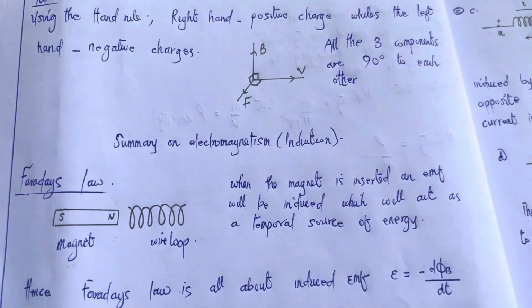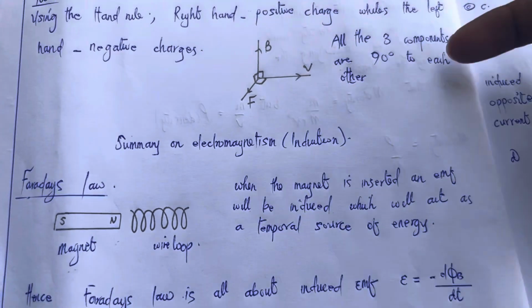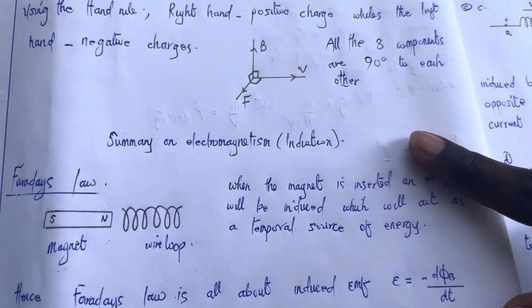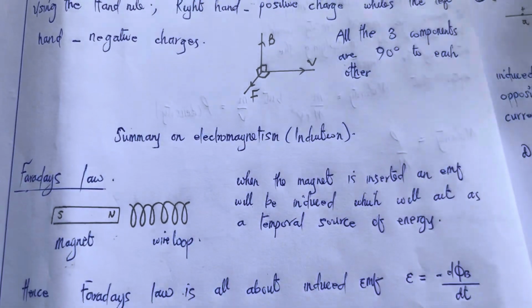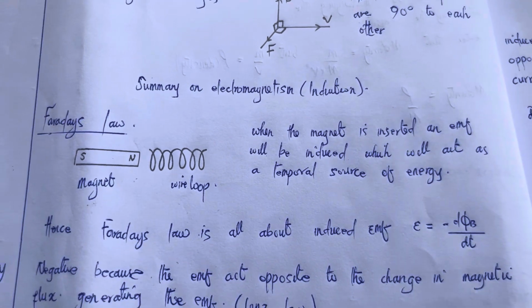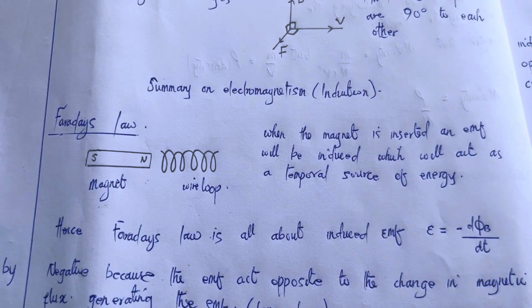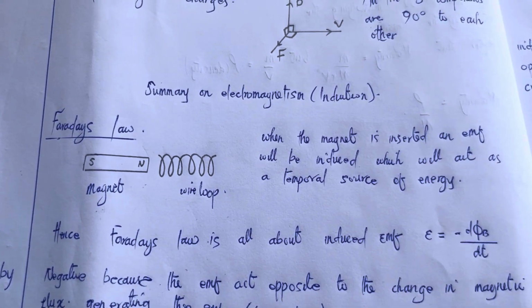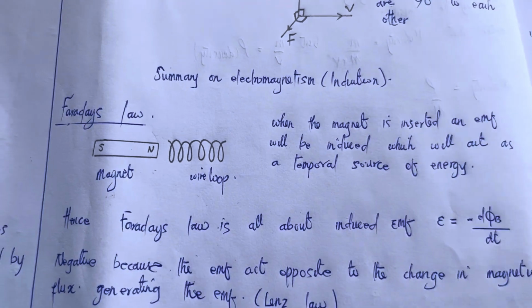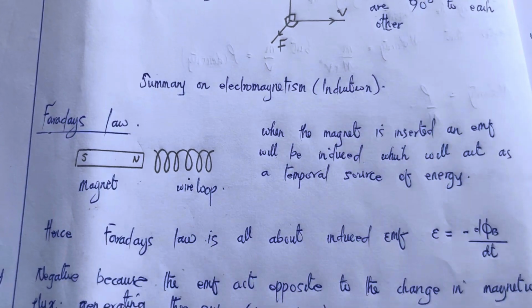So now, I hope you all understand the summary of the introduction to magnetism. Now let's go to electromagnetic induction itself. When you're talking about electromagnetic induction, there are some laws you should keep in mind, which are Faraday's law and Lenz's law. Faraday's law is about how an EMF will be induced whenever a magnet is passed through a coil. That's all about Faraday's law.